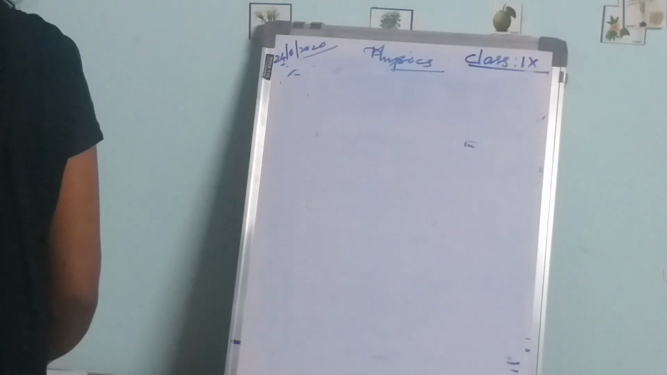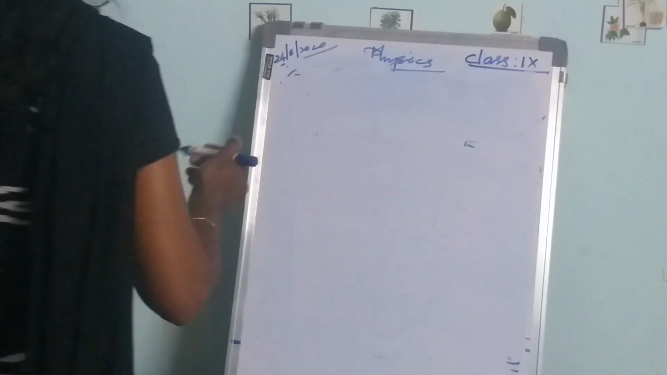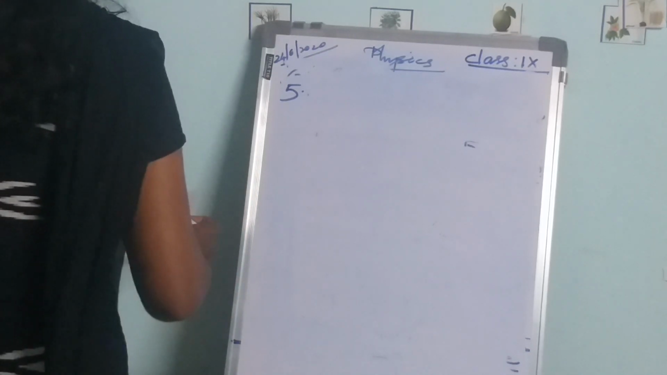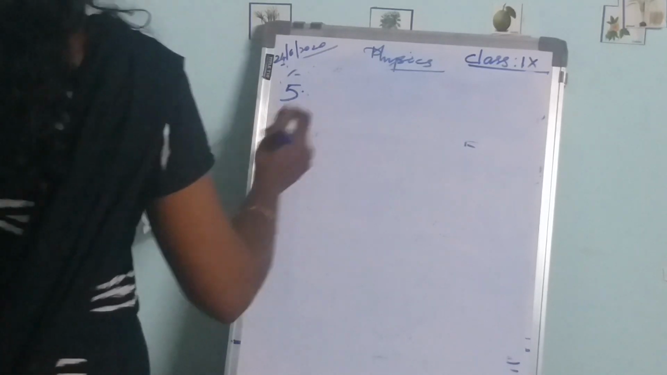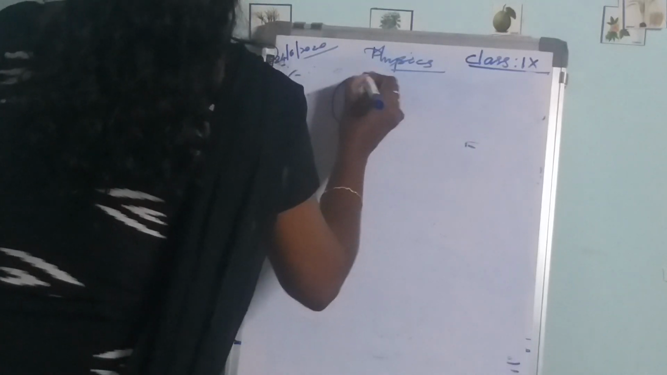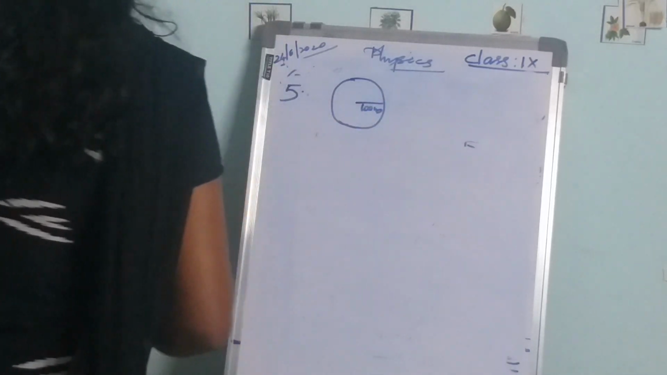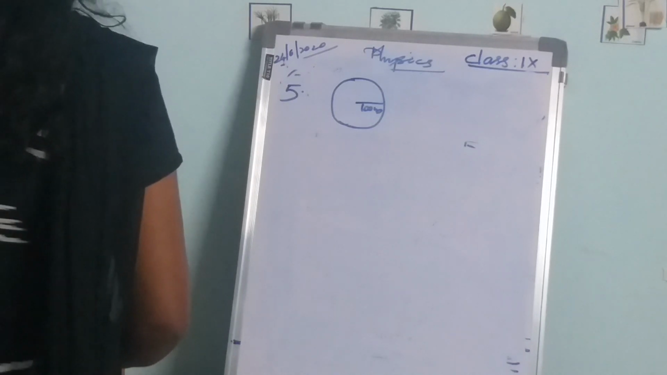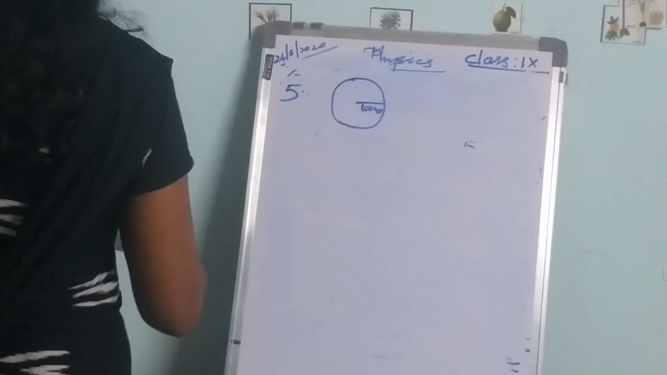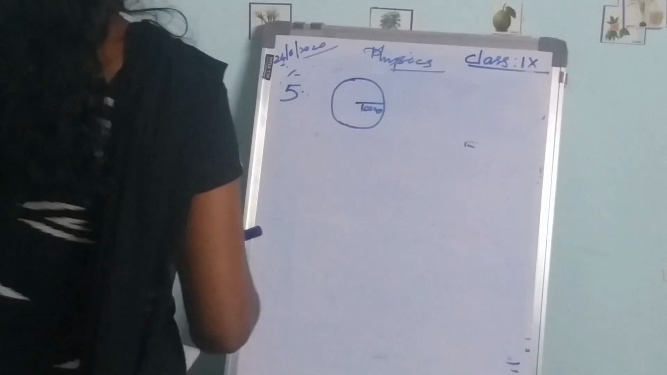Then we move to the last one, that is a man. A man is walking on a circular track of radius 100 meter. Then we have to calculate the distance and the displacement in the half round and one complete round.